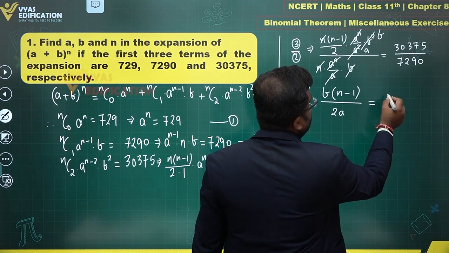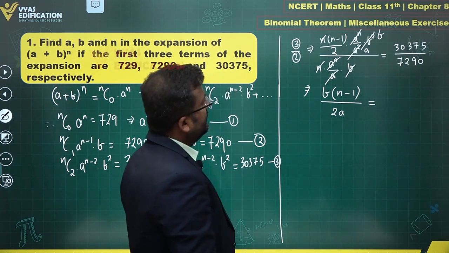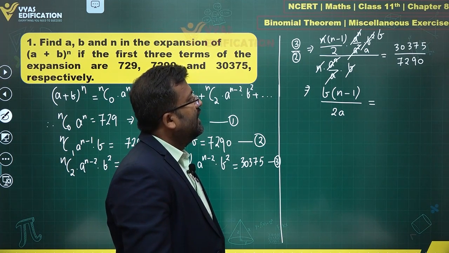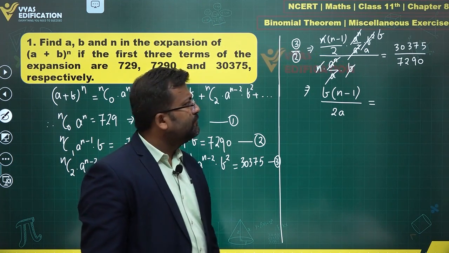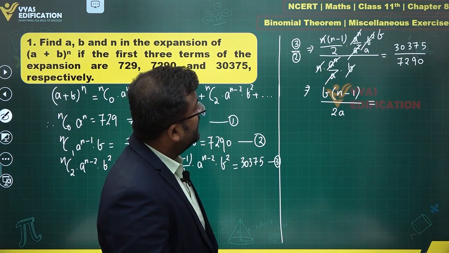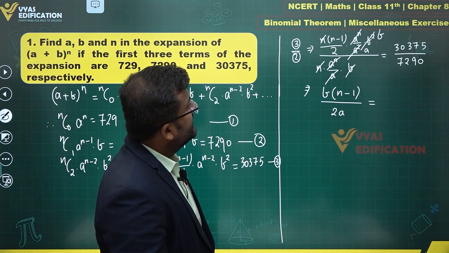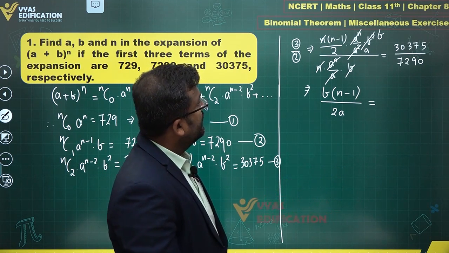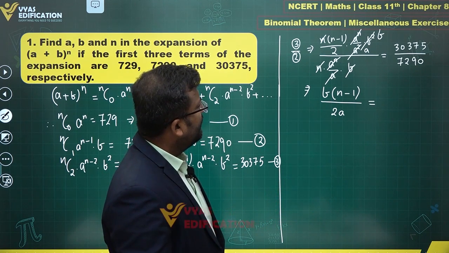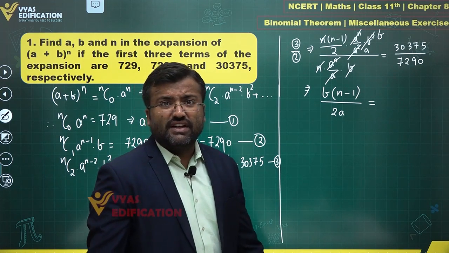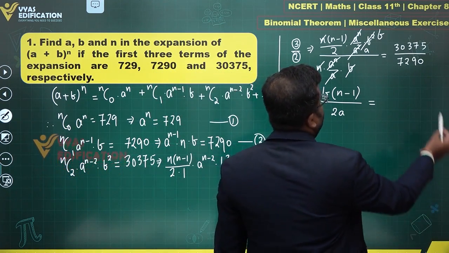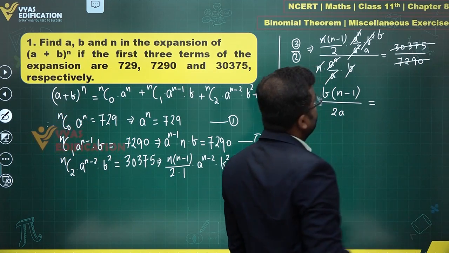What is this expression? This is 30375 upon 7290. Will it get cancelled? 7290 and this. It may get cancelled, but what do we have over here? Let's see. 30375 and 7290. You have a multiple. You have a factor of 5. You also have a factor of 3 as well, right? So we can cancel a factor of 15 directly. Let's cancel a factor of 15 over here in the numerator and denominator.